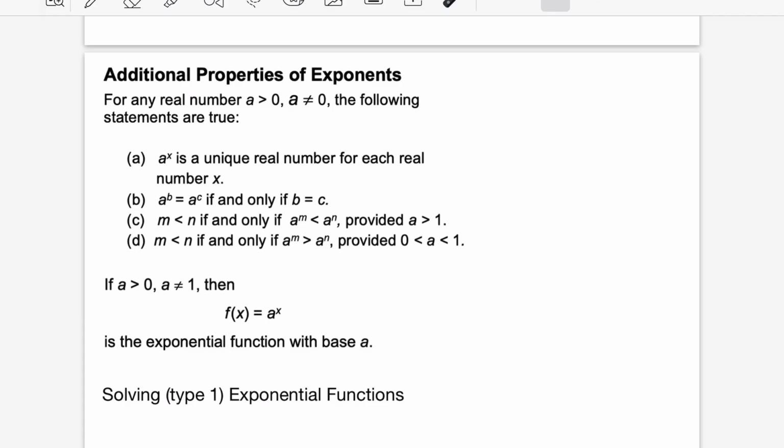We also have that for two numbers m and n, m will be less than n if and only if a to the power m is less than a to the power n. And similarly for a to the power m greater than a to the power n. And lastly, if we have a real number a that's greater than 0 and not equal to 1, then a function of this form is the exponential function with base a. So we'll use these properties on the following examples.